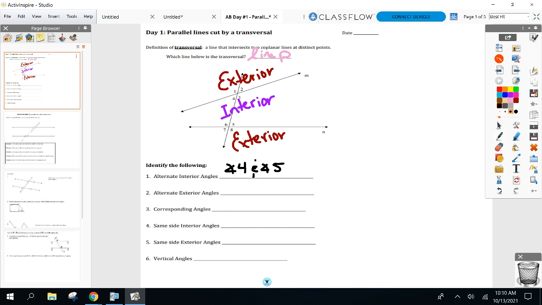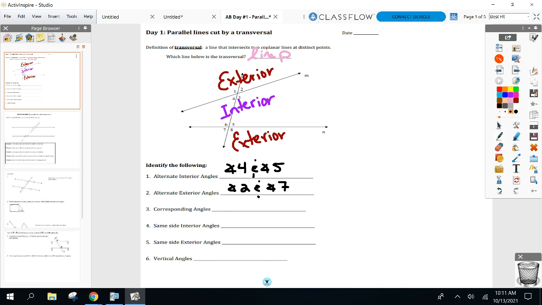What about alternate exterior? Look at the diagram. Alternate, they're on opposite sides of the transversal. Exterior, they're on the outside. Alternate exterior. Okay, what do you got, Jackson? Angle 2 and angle 7. 2 and 7, good. Another pair that would have been correct would have been 1 and 8. Yep, alternate exterior.